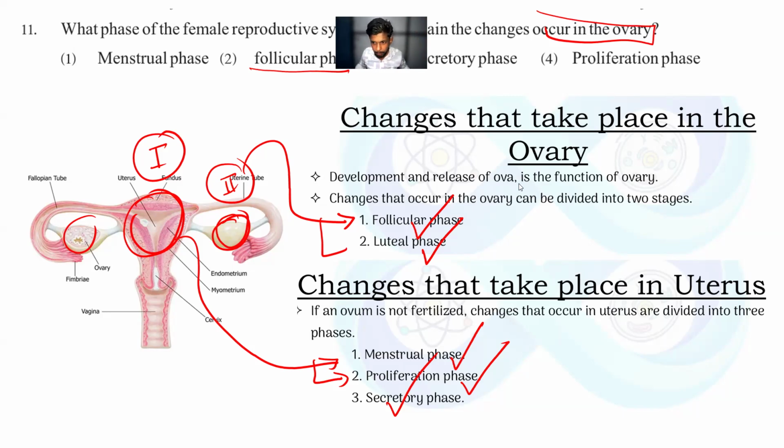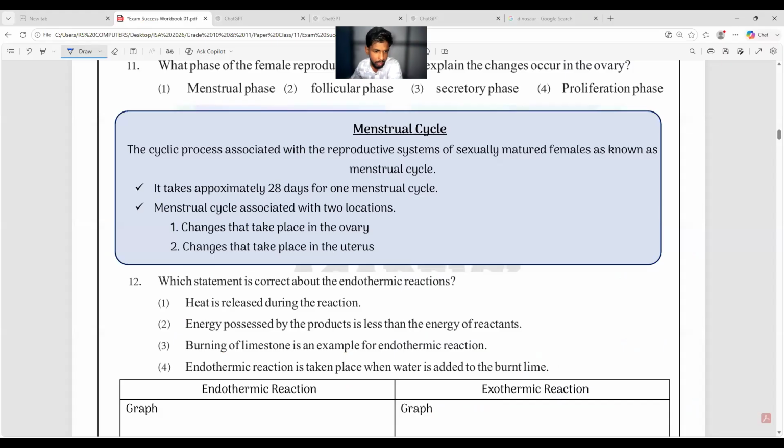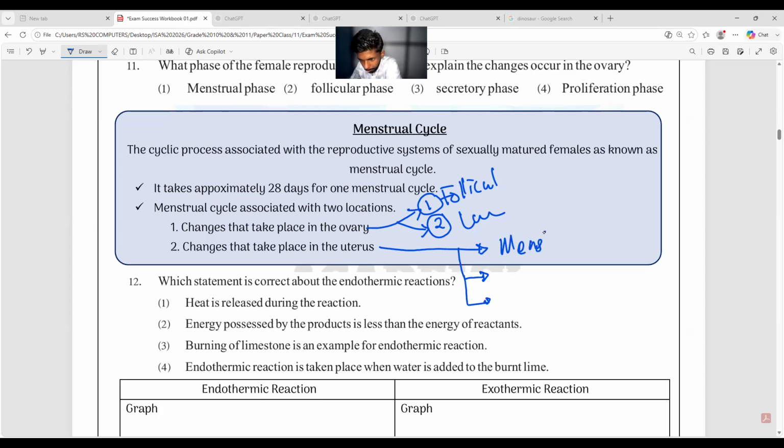Now come to the paper, that exam paper. I hope that you have the paper in your hand, right? Within the paper you can write: changes happening in the ovary can be divided into 2, that is follicular phase and luteal phase. And changes happening in the uterus can be divided into menstrual phase, proliferation phase, and secretory phase. If you don't have the idea what follicular phase or luteal phase means, it's okay. There's no need to worry. It will be discussed later.